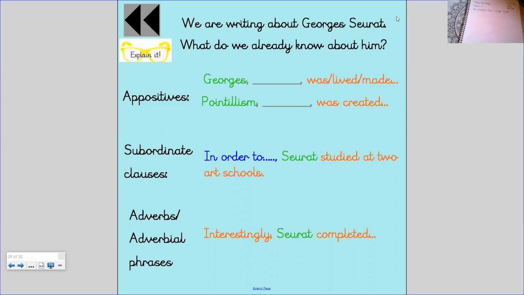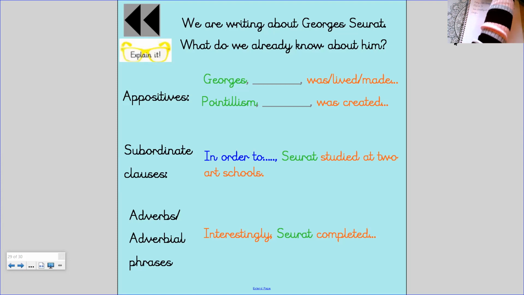So if we're going to use appositives, I can add either extra information about Georges Seurat, or I can add extra information about pointillism. So what extra information do we know about Georges Seurat? We know he was an artist. So I might say Georges Seurat was born in, and that information I know is 1859. So I might put Georges Seurat, I'll put his whole name because I might use this at the very start. I know you can't see it very well at the moment.